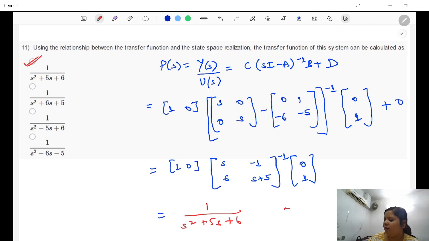So from here, if you ask what the poles of the system are, you'll say it is minus 2 and minus 3. So you've got literally the same answer. So both of them are equivalent. That is why.